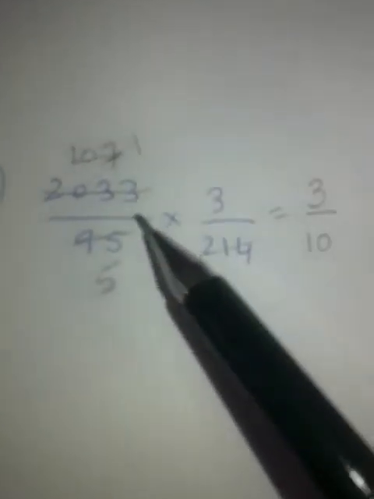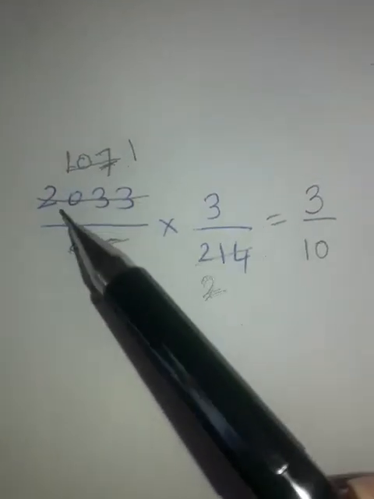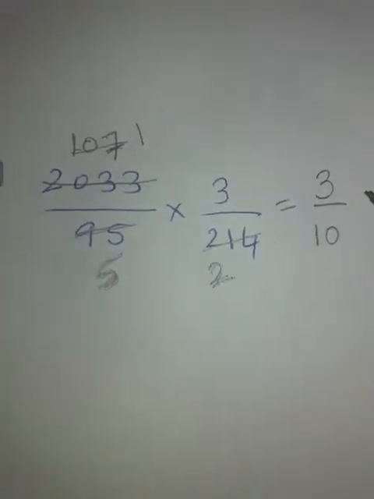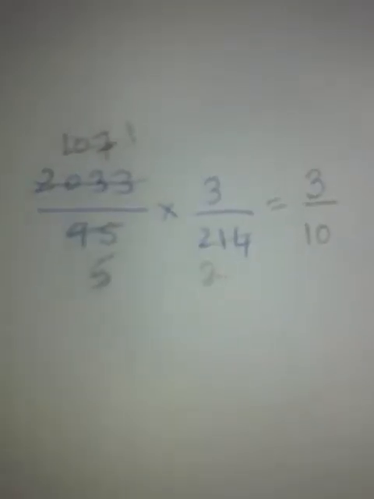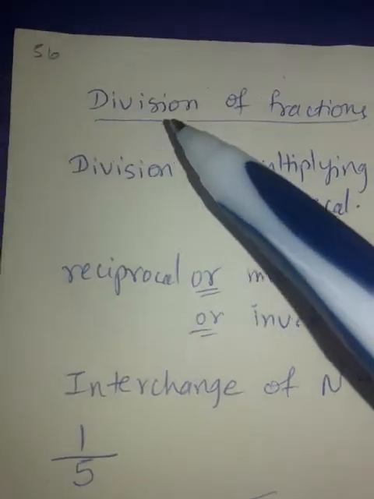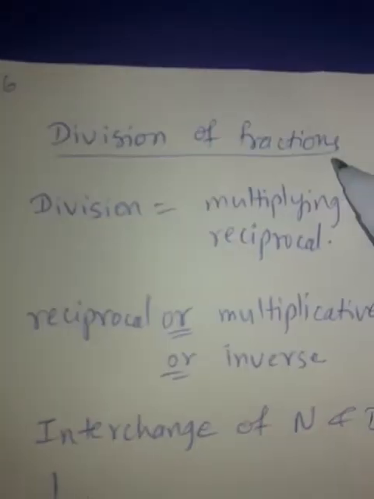So the numbers looked a little difficult, 2033, 95, 214. I had no clue, but still within a few seconds we got our answer. You understood the trick? Now let's come to division of fractions.